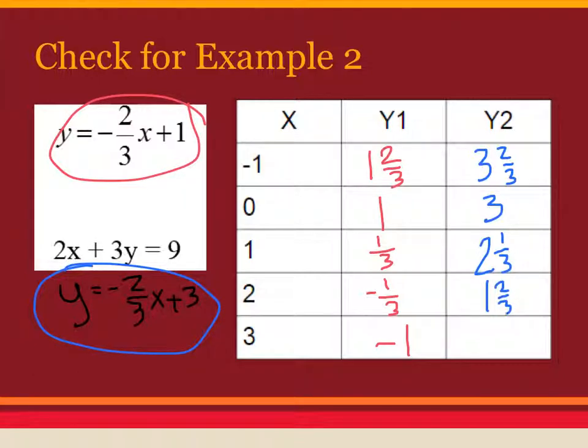And then when we plug in 3, negative 2/3 times 3 is negative 2, and negative 2 plus 3 is positive 1. So you'll notice in the table that each of these is going down by 2/3 each time. And this is also going down by 2/3 each time. That means these two lines are never going to cross because their slopes are the same. There is no solution. There will not be an ordered pair that matches for both.